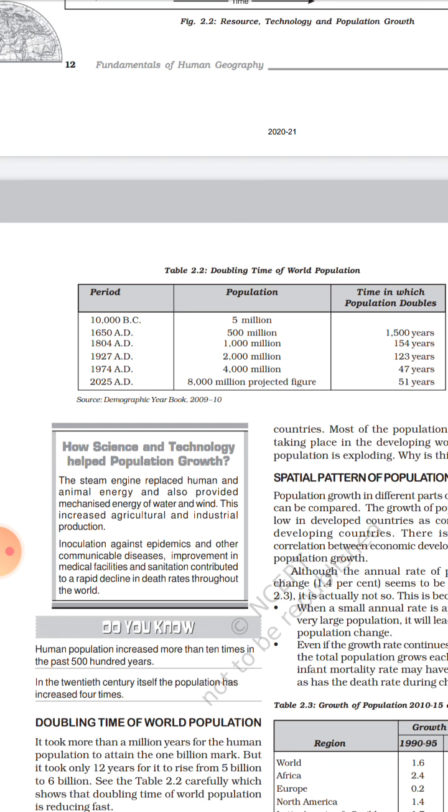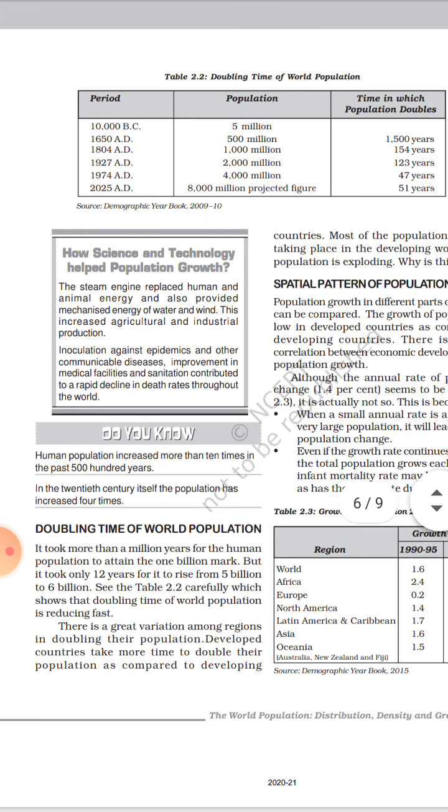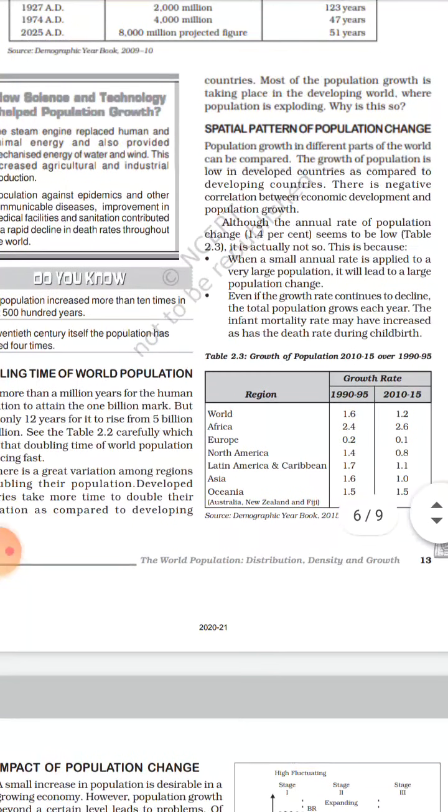There are various patterns of population change. Let's study them. Although the annual rate of population change seems to be low, it is actually not so. Look at table 2.3, growth of population 2010 to 15 over 1990-95. First take the example of the world. The world was growing at 1.6 during 1990 to 95. The latest trend is 1.2.